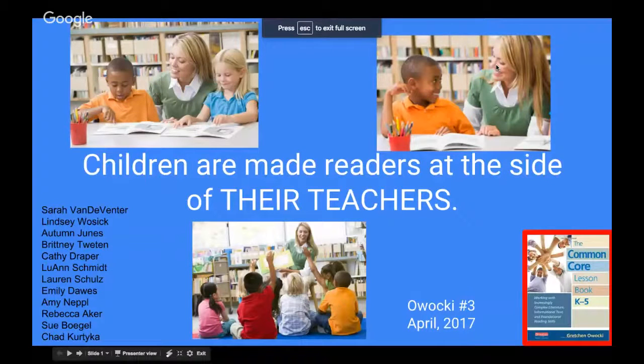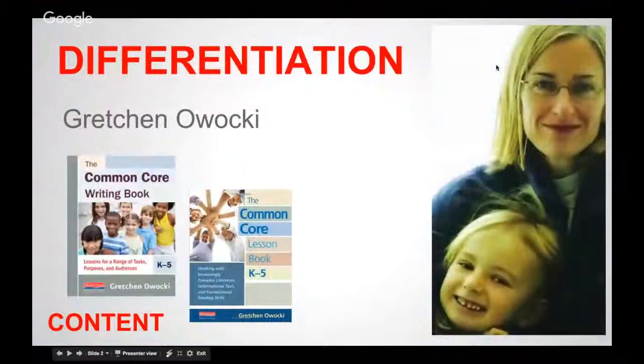So here we are, still on the bottom of the ladder, right? We're going to be doing Owocki 3. With her writing book and her reading book, what she has gravely assisted us in is learning our North Dakota state standards. And I can say North Dakota state standards because they are built upon the Common Core. There's very little variation.